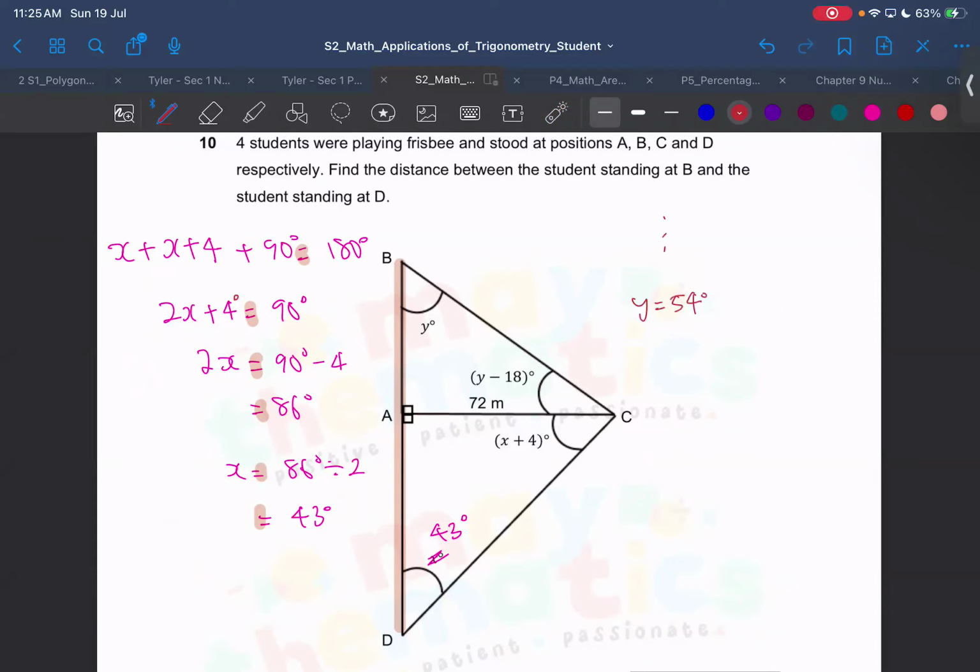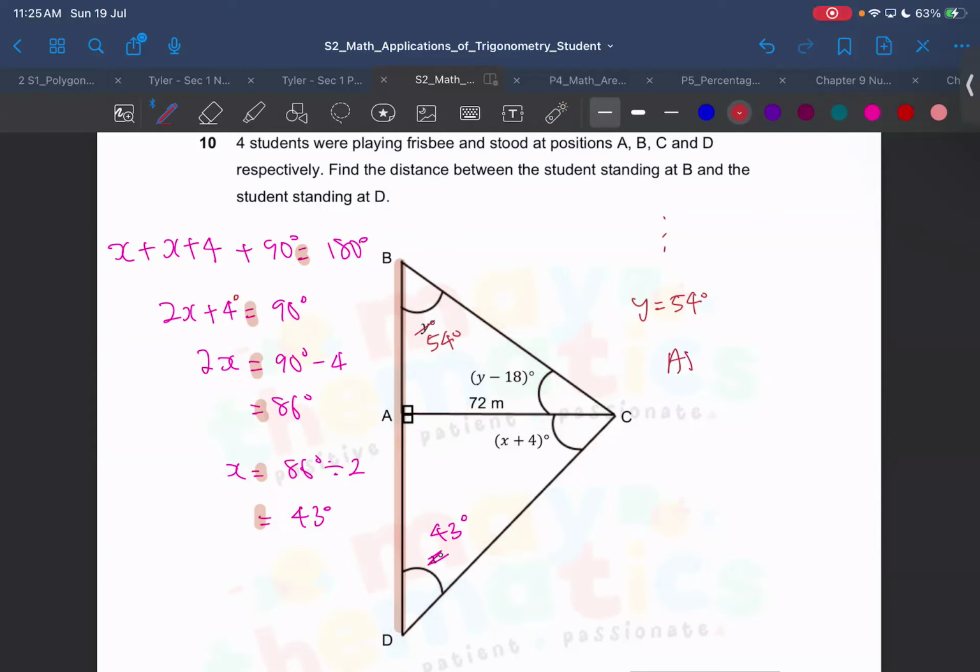Not done yet. After I find x and y, I need to find BA and AD. Can you go and do that? Because we cannot find this straight away in one shot. We only have two right angle triangles. You cannot use this as a right angle triangle. They never say it's right angle. Go and find AB and AD.